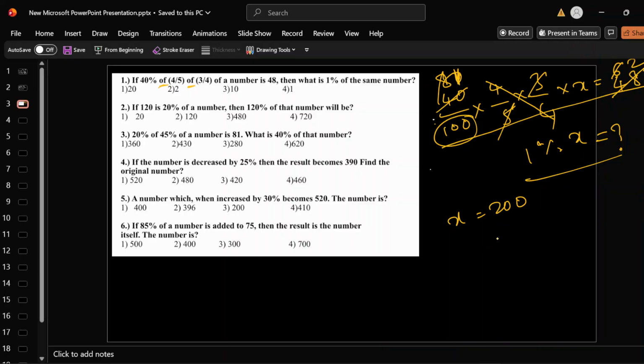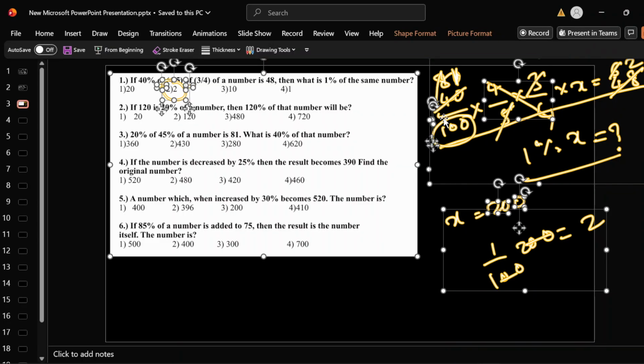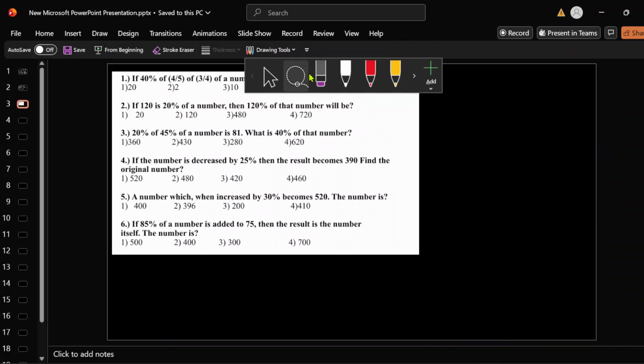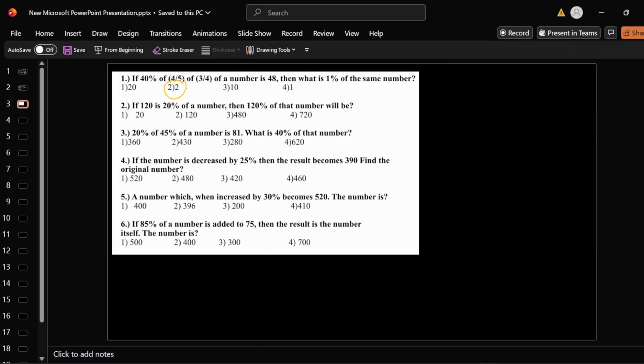So 1% means 1 by 100. We know that 1 by 100 into 200 is equal to 2. If we simplify this, the answer will be 2. Our answer is 2. Okay. So coming to the next question, 2 is our answer for the first question.